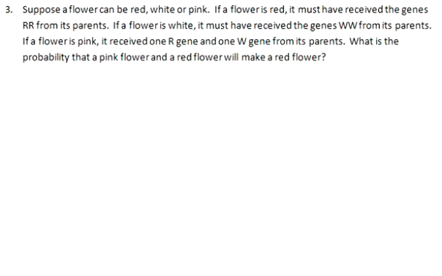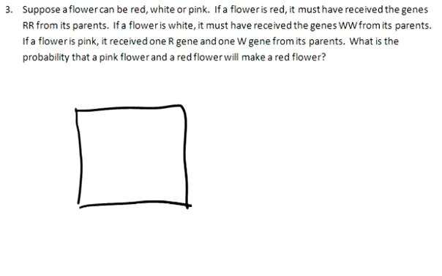We want to know what is the probability that a pink flower, or a flower with an R and a W gene, mixed with a red flower, or a flower that has RR for its genes, will make a red flower. In order to do this, it's best to create a Punnett square, depending on how you pronounce it. And in this, we create this square that describes what genes will be passed on to a child.